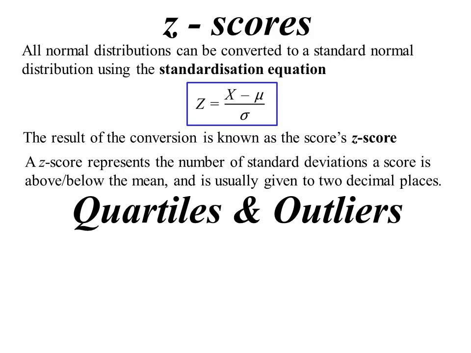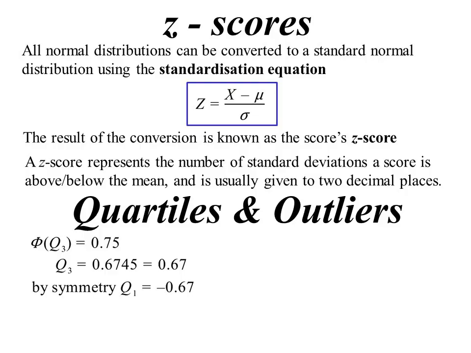Okay, so what about quartiles and outliers then? Well, for Q3, I know the cumulative frequency would be 0.75. 75% would be below Q3. Now, if I was to look that up in our tables, then that is 0.67. So Q3 must be 0.67. That's the answer that would give me 0.75. Now, by symmetry, that means Q1 must be negative 0.67. And so the interquartile range, that's what we're more interested in, is 1.35.